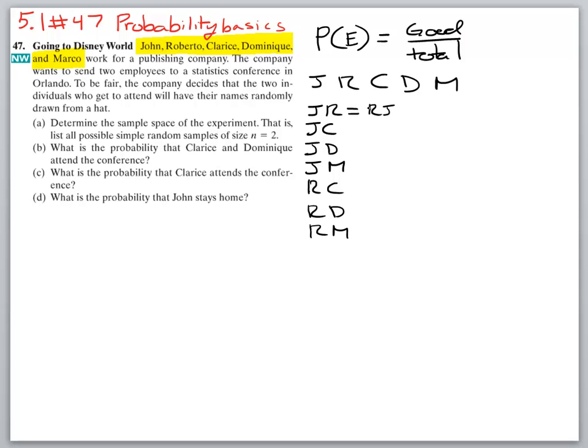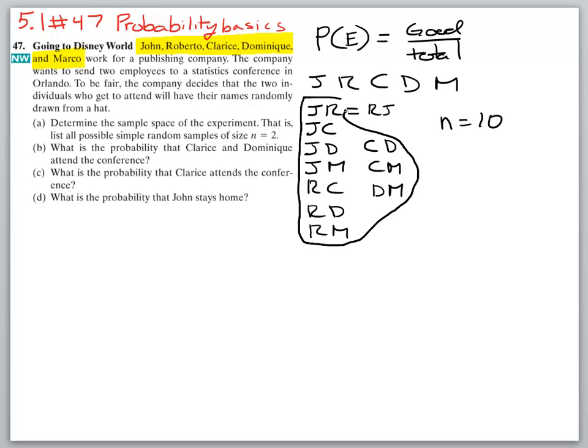We'll move on to the C's. So we've got CD, CM, and then lastly DM. So if we count these up, 1, 2, 3, 4, 5, 6, 7, 8, 9, 10. So our sample space is 10. And this is listing out the entire sample space right there.